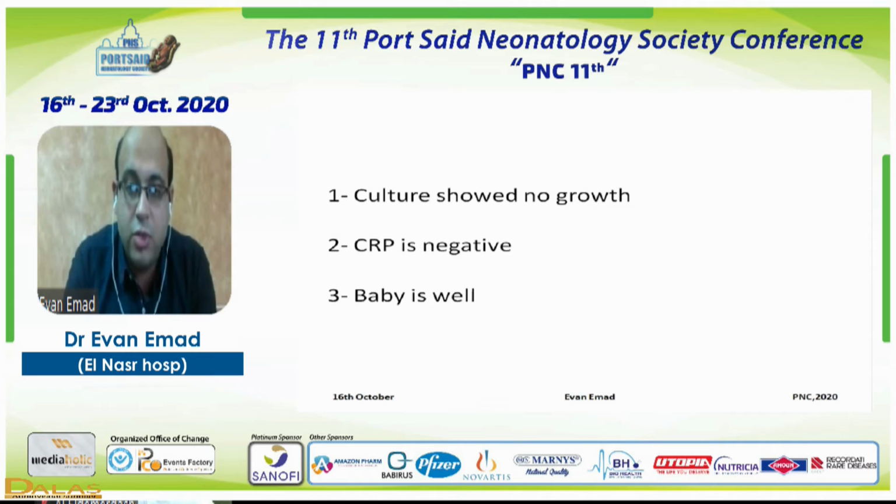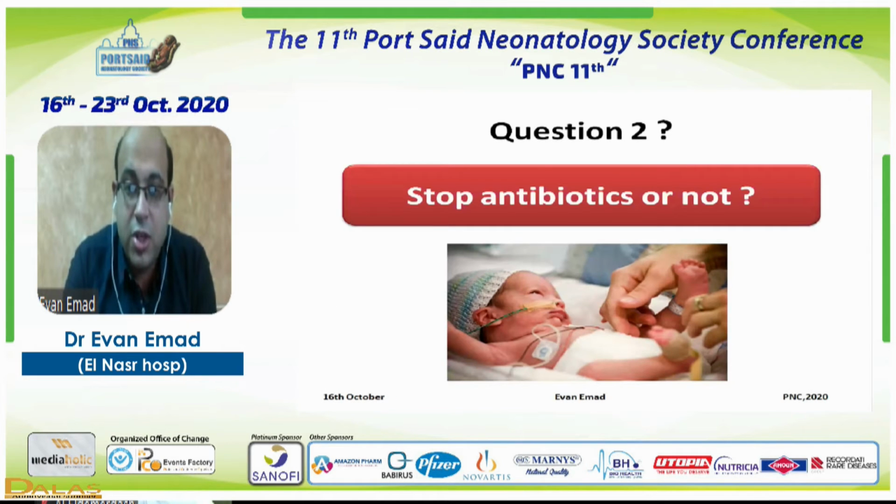Baby on day 5. Culture showed no growth. CRP is negative. Baby is well. So we have a baby after 5 days of antibiotics. We reassess again, and the baby is well, no growth of culture, and CRP is negative. He's doing well, feeding is upgrading. To stop or not? This question is very important. Someone might say let's continue prophylaxis, someone says no, the baby is well, no use for antibiotics.